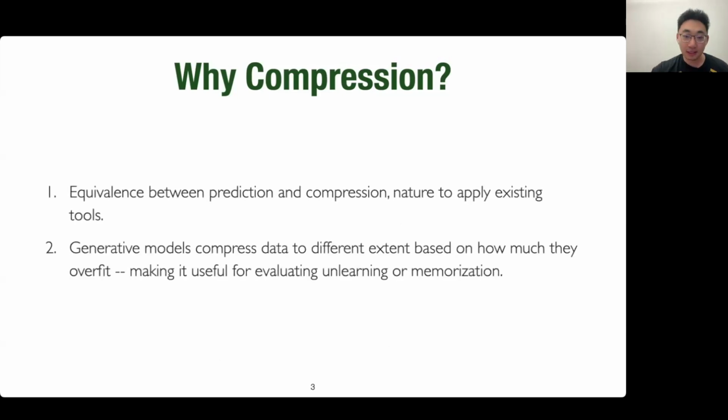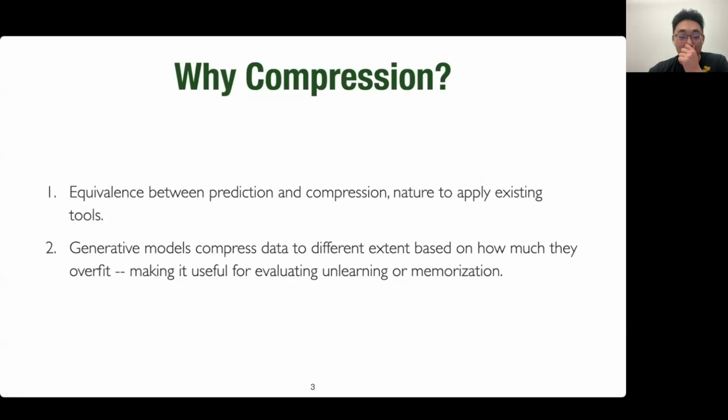So we have this equivalence, and concretely, these generative models compress data to different extents based on how much they overfit. There's actually nothing special about compression here. The compression just means how much you're generalizing to this data point, how confident you are about a certain point. If you're very confident about the next word, then you can compress the next word using a very small number of bits. If you're very uncertain about the next word, then you probably need a lot more bits. So it's really just how you generalize or how you overfit to certain data.